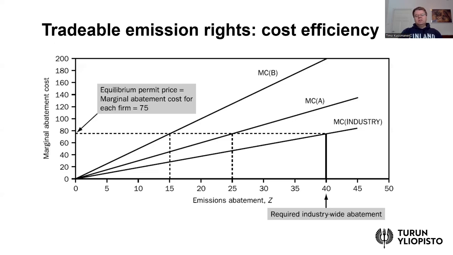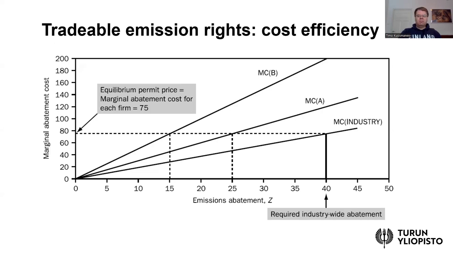And then, of course, the idea is that the government regulator can then change this abatement target over time. So if this is in the, let's say, initial period, then in the later periods this industry-wide abatement target can increase. So for example, move from 40 units to 50 units, and then of course that implies that the price for the abatement rights will increase, and that also then incentivizes the firms to either abate themselves or buy the remaining permits from the market.